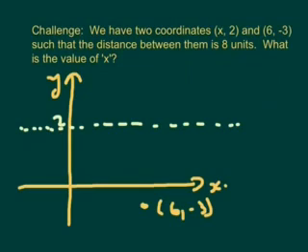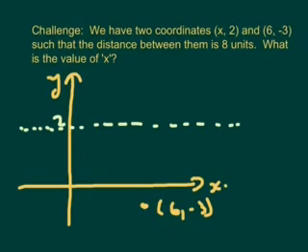Well, here's a bit of a challenge. We've got 2 coordinates, (x, 2) and (6, -3), such that the distance between them is 8 units. What is the value of x? Now, just pictorially, what's going on here is that we can plot (6, -3). We're not really required to solve this problem, but just to let you know visually what's going on.